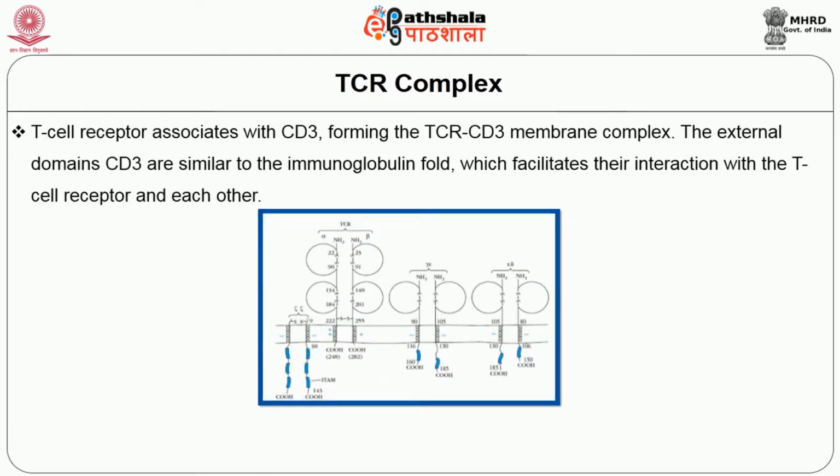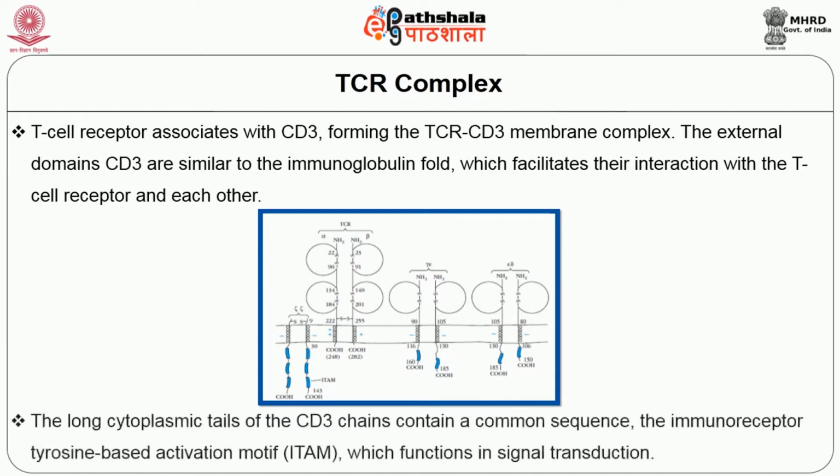The T cell receptor always forms a complex with the CD3, forming a TCR CD3 complex. The external domains of the CD3 are similar to the immunoglobulin fold, which facilitates their interaction with the T cell receptor and each other. The long cytoplasmic tail of the CD3 chain contains a common sequence, that is the immunoreceptor tyrosine based activation motif, ITAM, which functions in signal transduction.